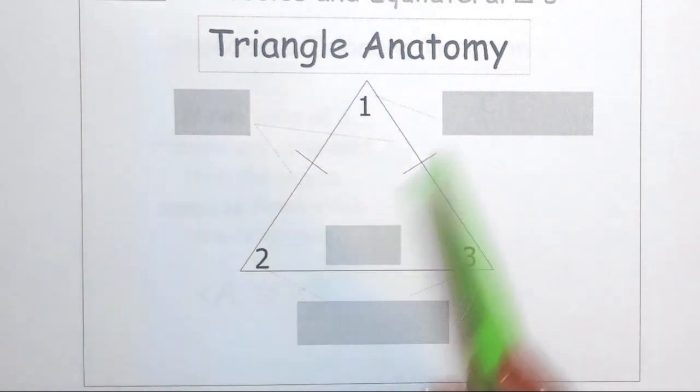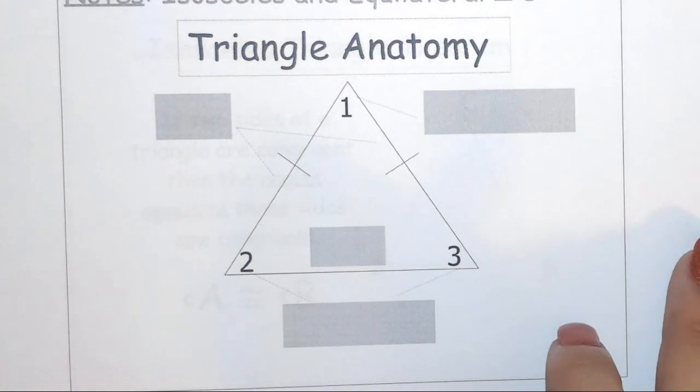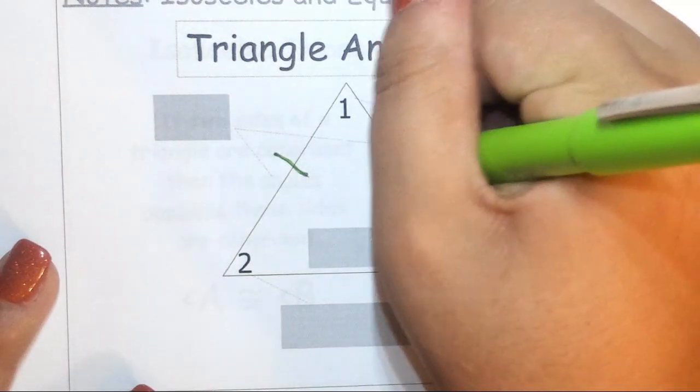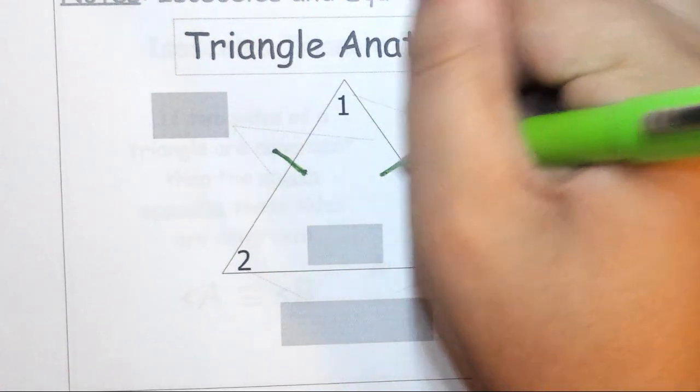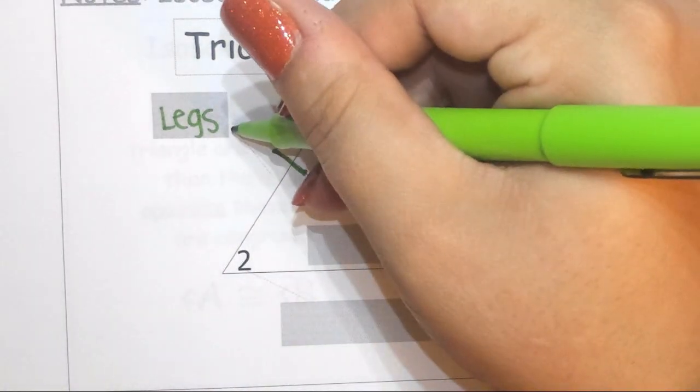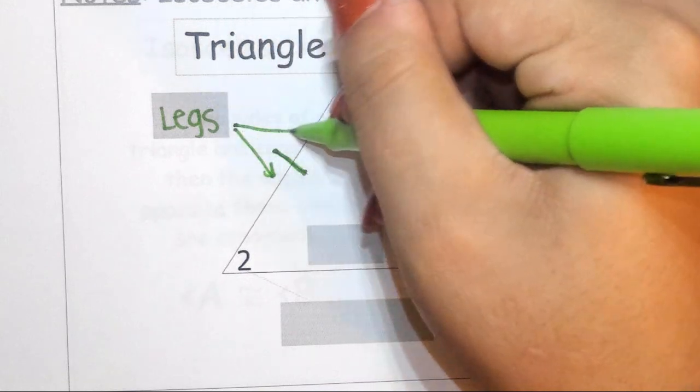Okay? So for isosceles, if you could please draw this triangle and label it as so. So an isosceles triangle, it's a triangle. It has 3 angles. And it has 2 sides that are congruent. Those 2 sides that are congruent, we call the legs.